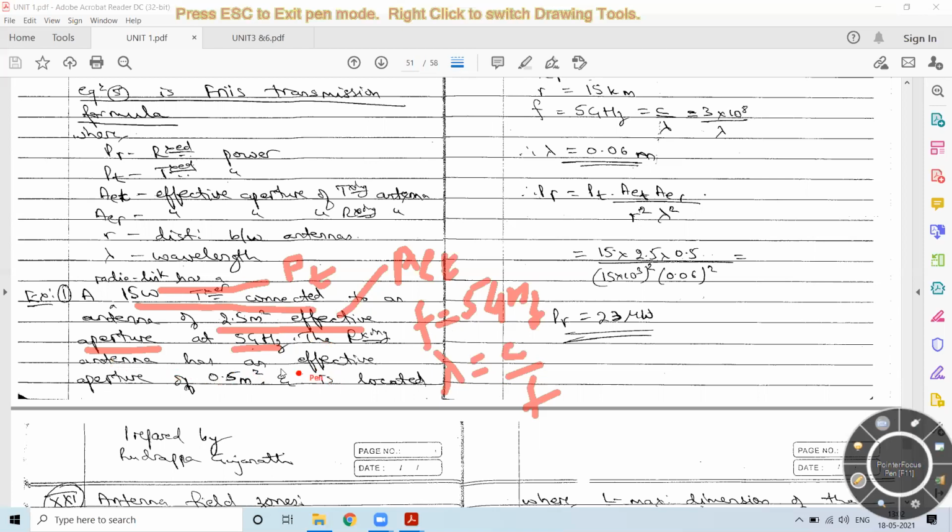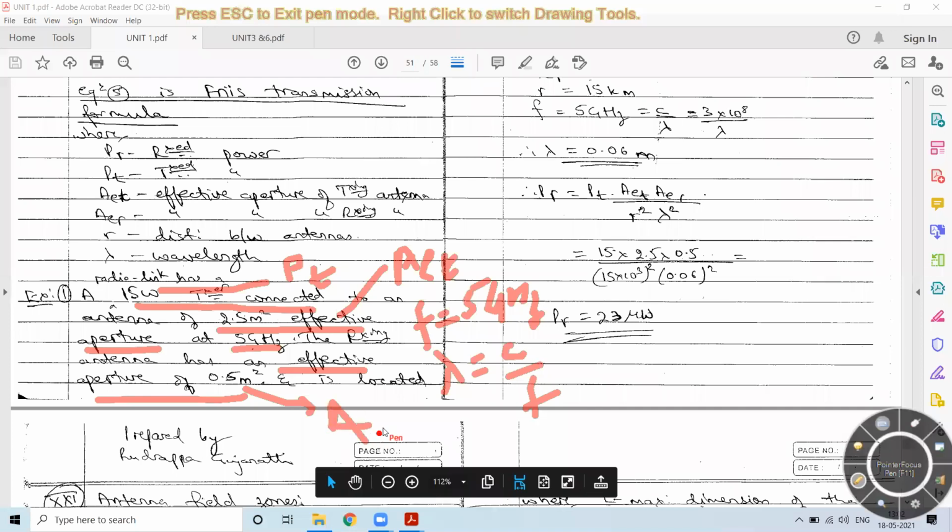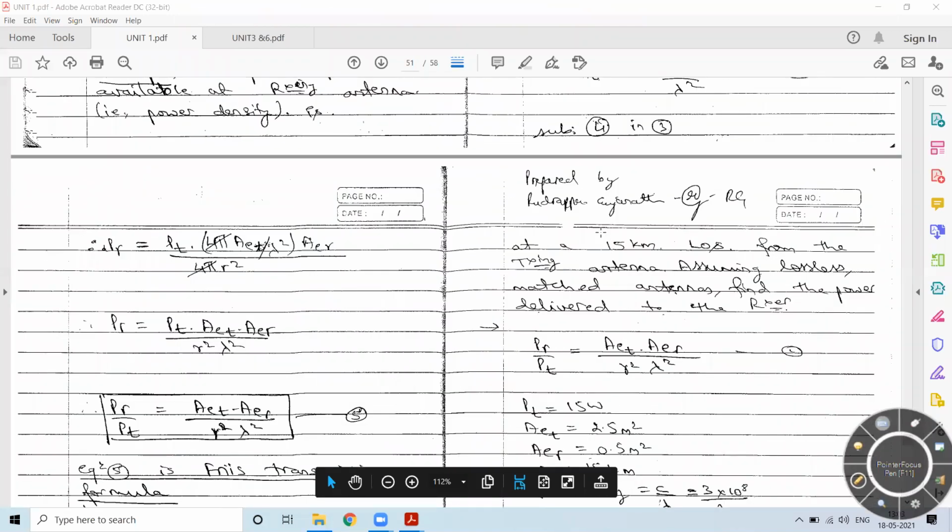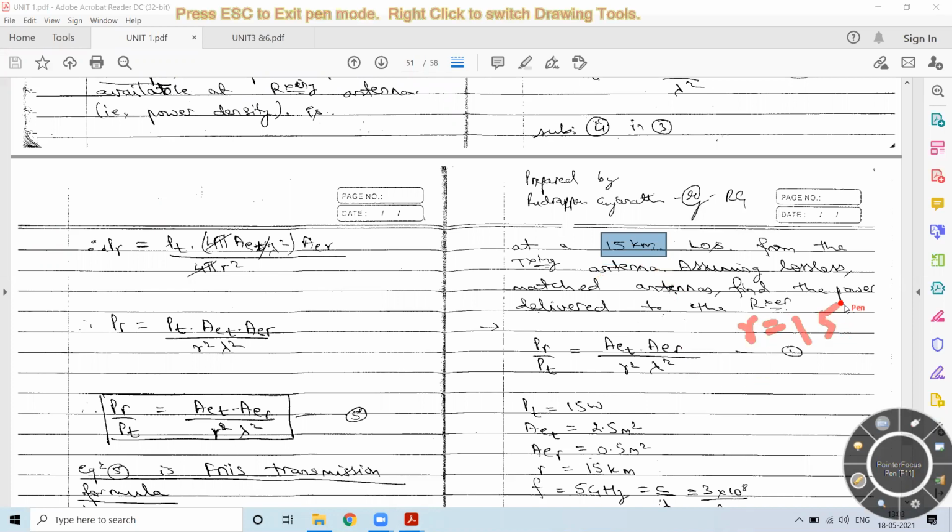And the receiving antenna has an effective aperture of 0.5 meter square. This is the effective aperture of the receiver, and it is located at a distance of 15 kilometer. Now we need to identify the received power at the receiving antenna under these ideal conditions. That is the power being delivered to the load, which is the power received.